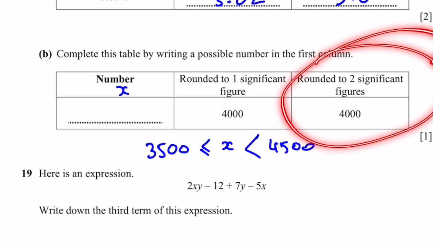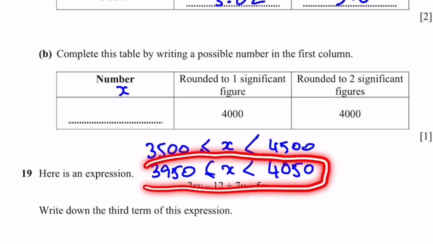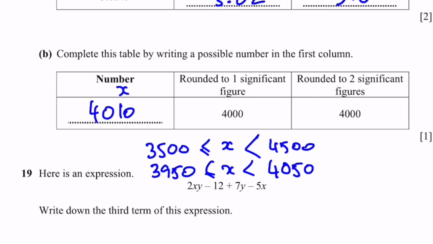Now, what about 2 significant figures? This means that 3950 less than or equal to x, and that's less than 4050. So you can write any number in the second inequality since the range is smaller than the first one. I'm just going to write the number 4010. You can write any number in between these 2.